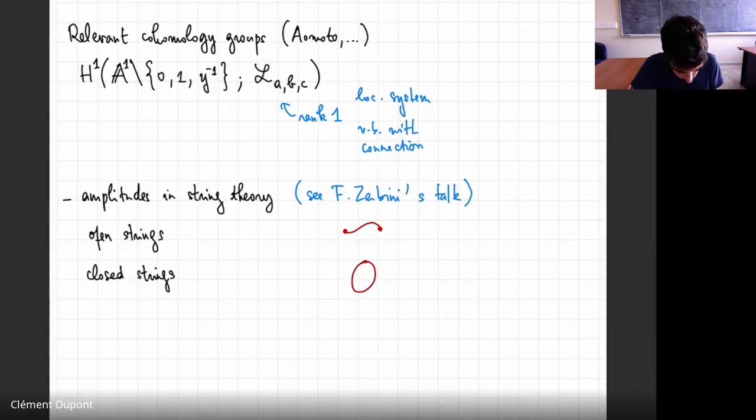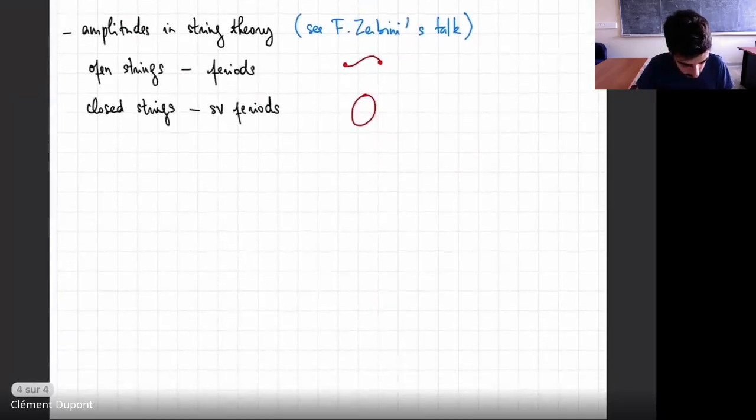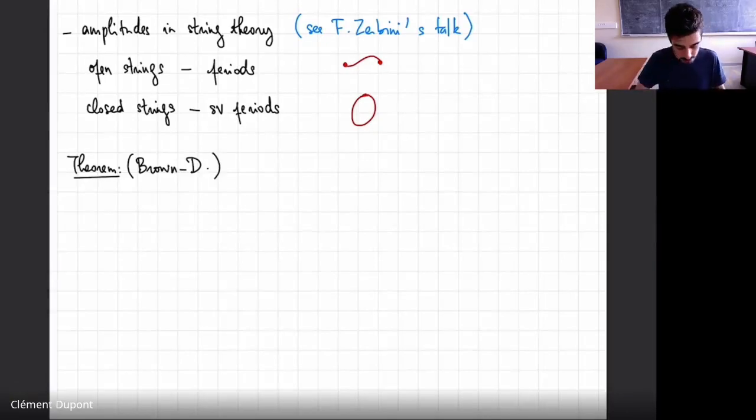And normally, open strings have amplitudes that are usual periods, and closed strings have amplitudes whose interpretation is inside the realm of single-valued periods. Okay. And in some sense, this was the motivation for my work with Francis on single-valued periods in the first place. So just to mention a theorem that we proved, which was kind of the motivation to understand better the single-valued formalism. And if you want to know more about these kinds of things, you can go check Federico's talk.